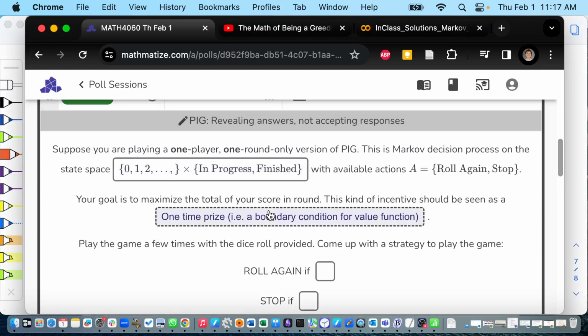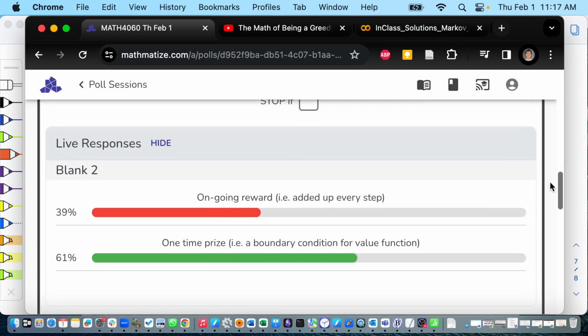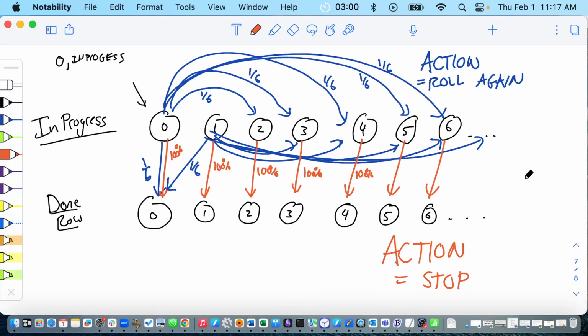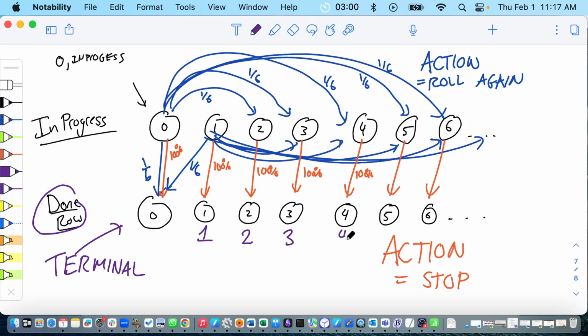And let's see what people said. Okay, so slightly more than half the people did this one-time thing. If you have this set up the way I do, it's very simple, which is you get a one-time prize at these terminal states. These will all be terminal states. You can think of a one-time prize of 1 here, a one-time prize of 2, a one-time prize of 3, a one-time prize of 4, 5, and so on. So that is one way to set it up.